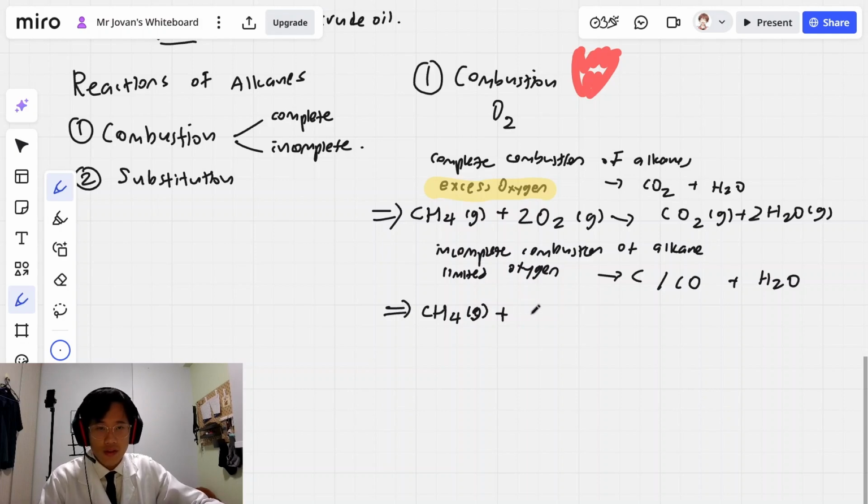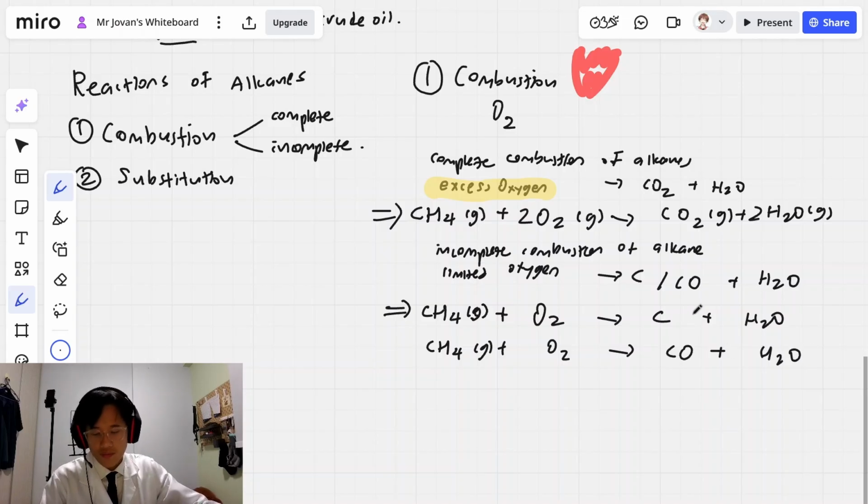So what happens if I react with O2? The first one that shows as incomplete is I get carbon, and also water. The second one is also without enough O2, but this time I get CO plus also H2O. Carbon exists as a solid. Carbon monoxide exists as a gas. As mentioned, the water will evaporate upon heating because it's so hot. Oxygen is obviously a gas.